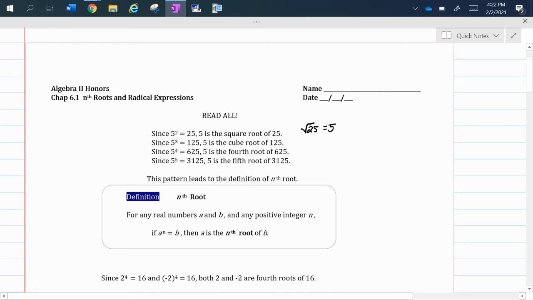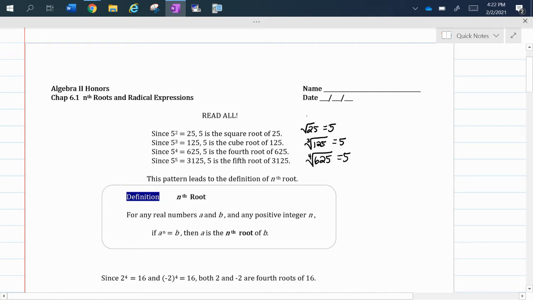And since 5 to the third, or 5 cubed, is 125, we say the cube root of 125 is 5. So we write it like this. The cube root of 125 is 5. And since 5 to the fourth is 625, then we say the fourth root of 625 is 5. So we write it like this. The fourth root of 625 is 5, and so on.